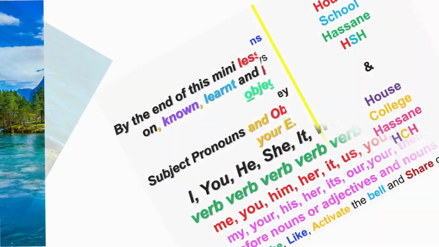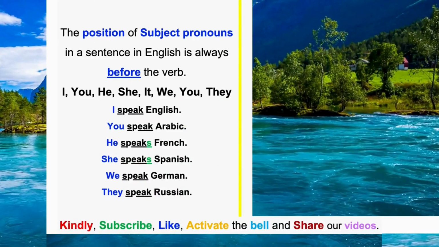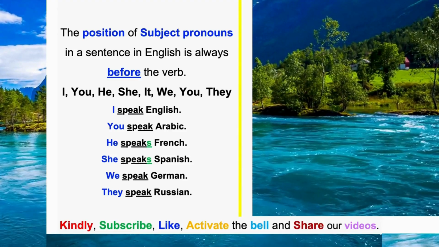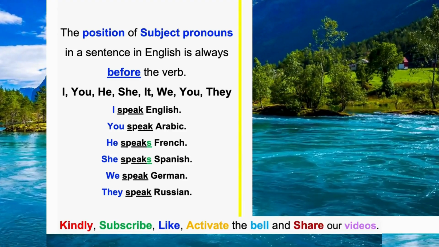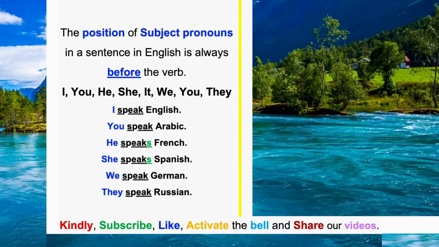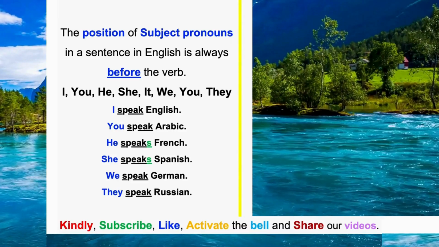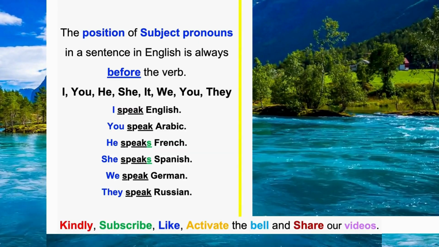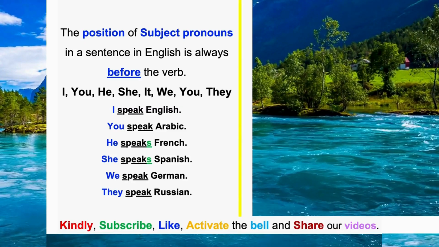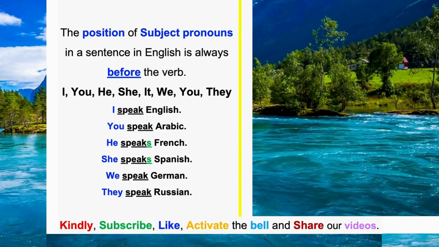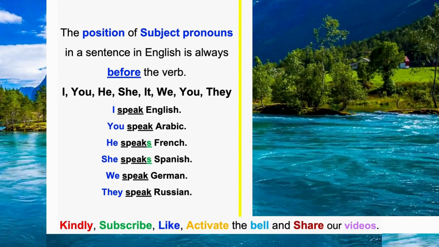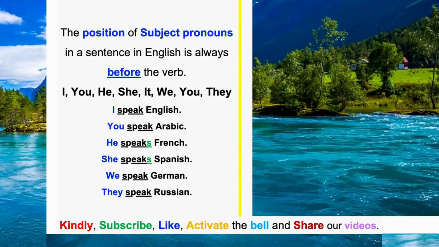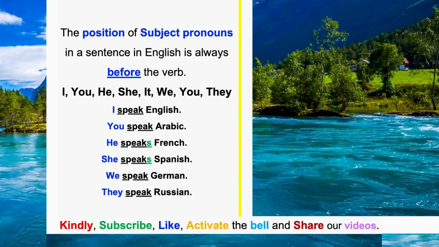Let's see. The position of subject pronouns in a sentence in English is always before the verb. So I'll give you examples. I, you, he, she, it, we, you, they. Examples: I speak English. So I is before the verb speak. You speak Arabic. He speaks French. She speaks Spanish. We speak German. They speak Russian. So subject pronouns always come before a verb. Remember this. It's very important.